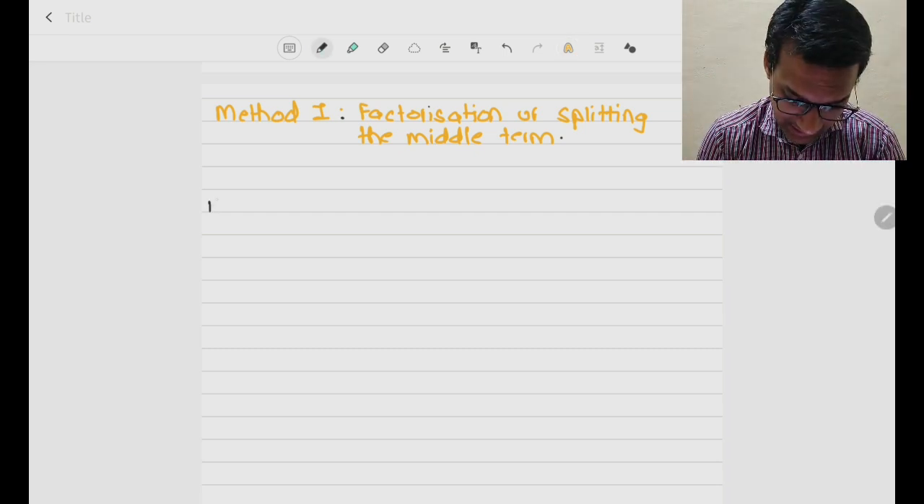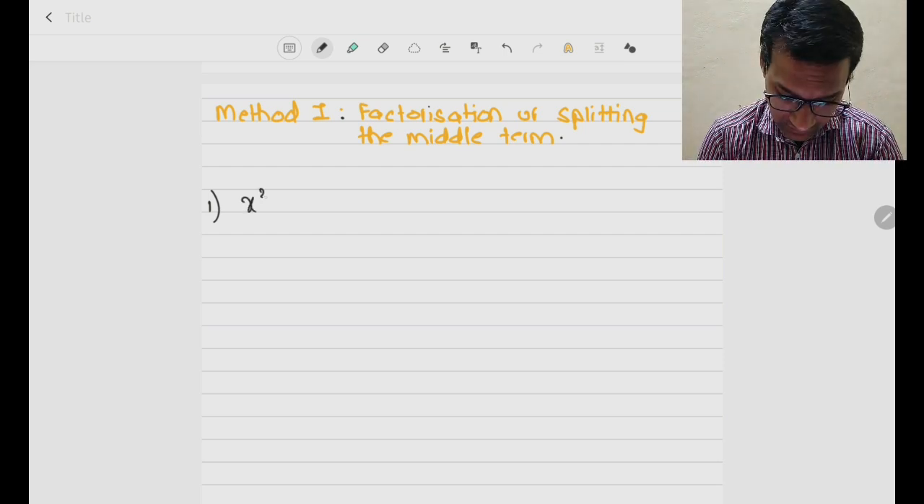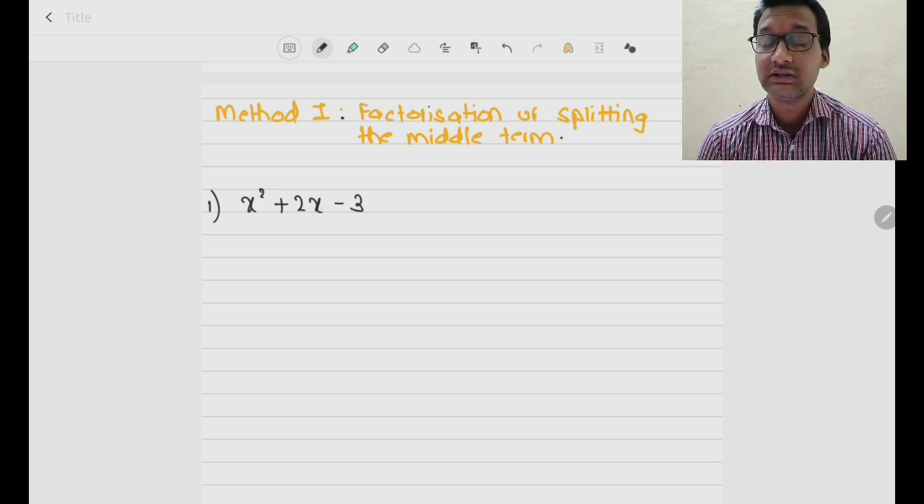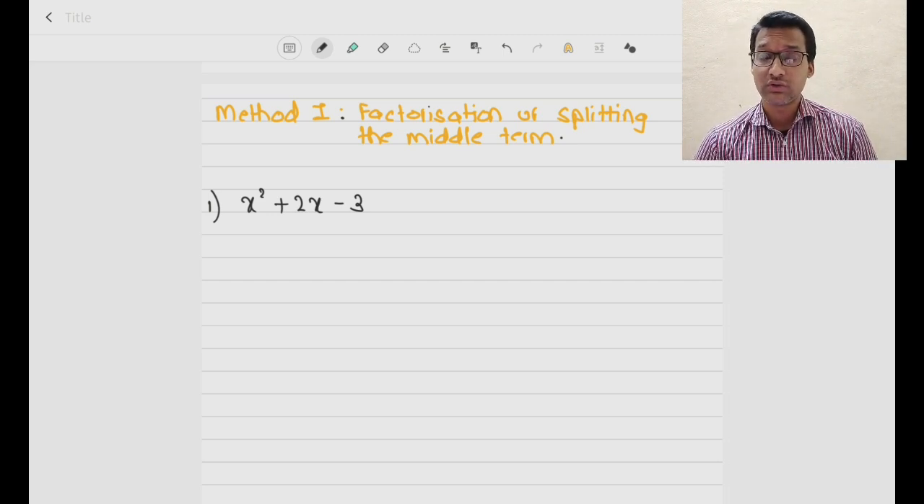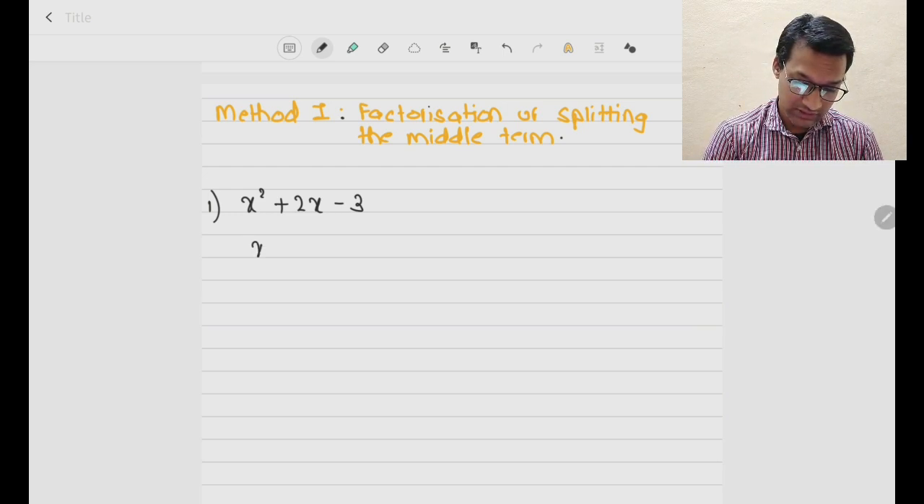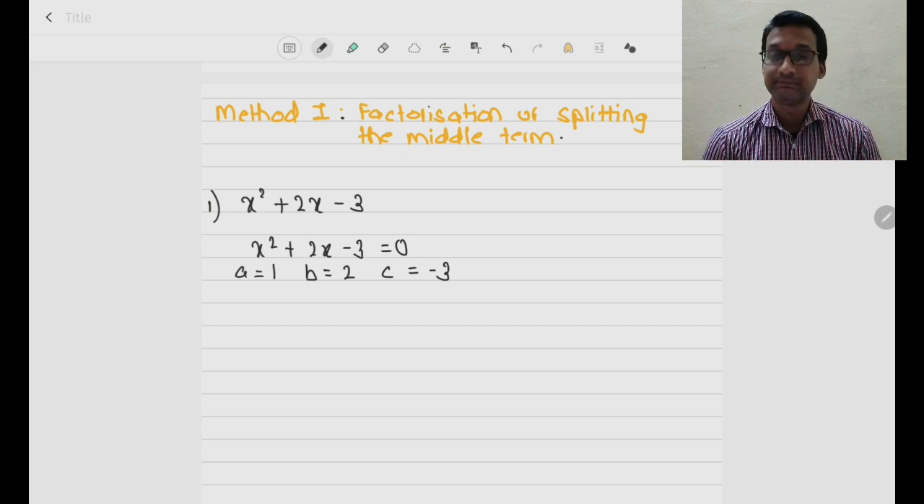So let us take an example. Let us take the previous example, x square plus 2x minus 3. This is the equation that is given, and we have to find out the roots or solutions of the quadratic equation. As we know, the first step is to equate this equation to 0. And now find out what is A, that is 1, B, that is 2, and C, which is minus 3.